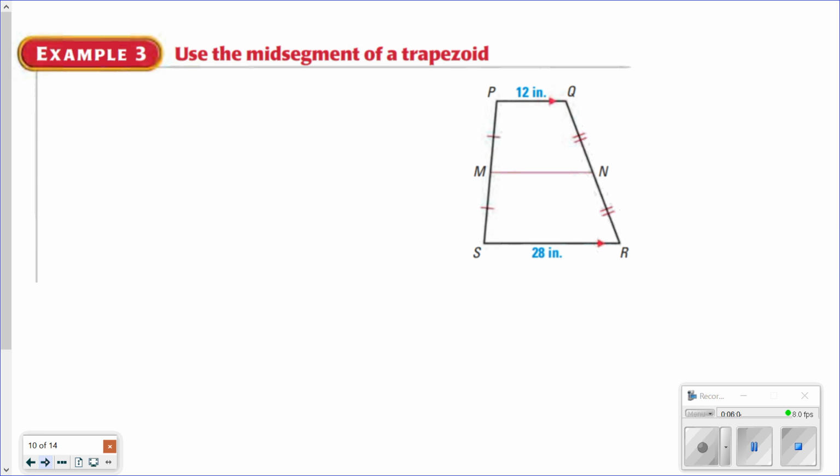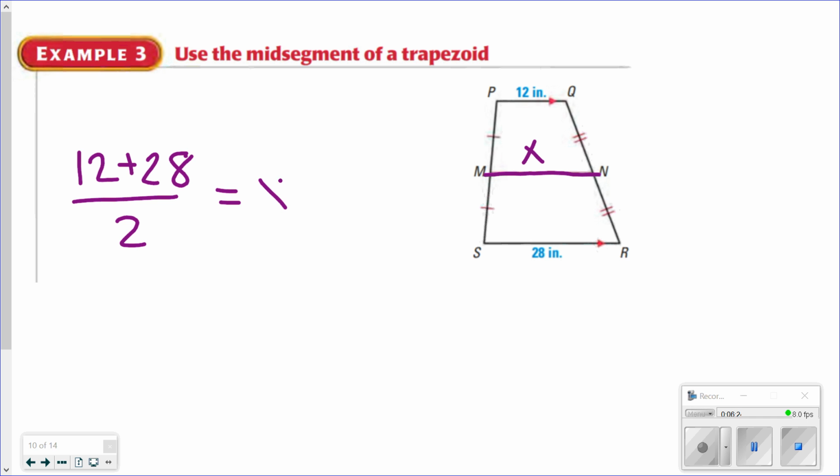All right, use the midsegment of a trapezoid. We want to figure out what is the length of MN, and so we will call that X. To find X, I need to add up my two bases, which in this case are 12 and 28, and then divide that number by 2. That will give you X. So plug that in your calculator, and what do you get for X? You end up getting that 20 is equal to X.